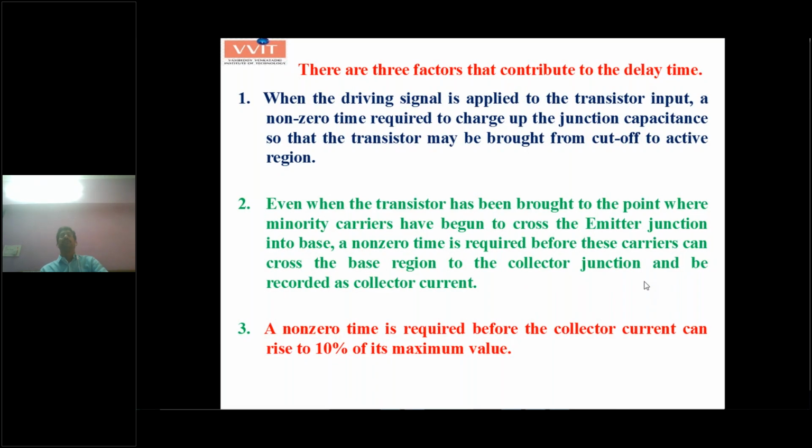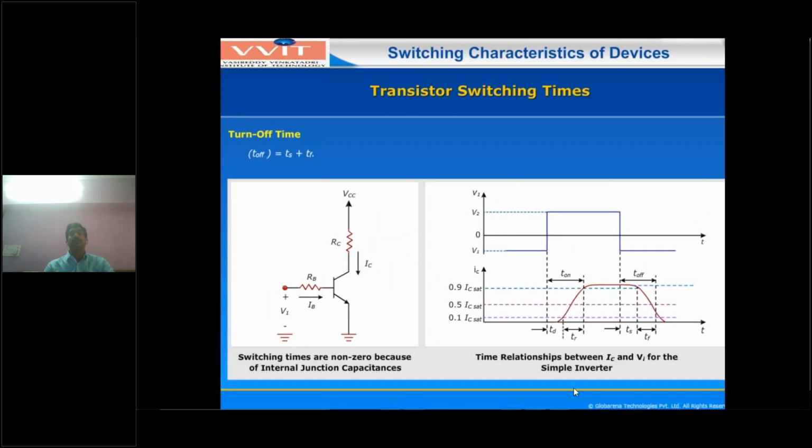These are the transistor switching characteristics, and I already told why the delay time will be increased. The collector current is not increased immediately when our input is applied at T equal to 0.